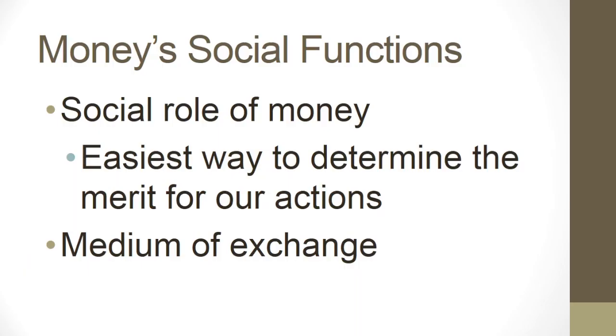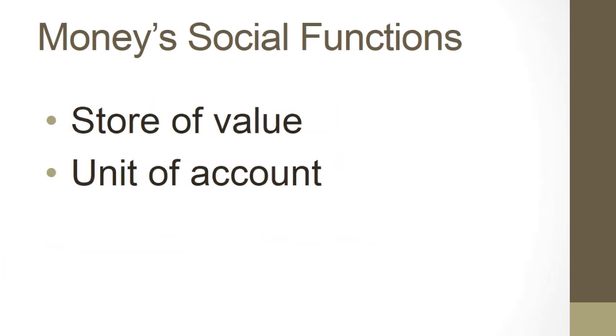So money has several social functions in our society. It's the easiest way to determine the merit of our actions. It is how we determine how well we do at work. And obviously, it is a medium of exchange. If you want some eggs, you pay the $3 and you get eggs. Money also is our store of value. It is how we maintain the amount that we have in our banks. It is a unit of account. So keep in mind these four things are what we will call money for this class. And this is very easily a test question.